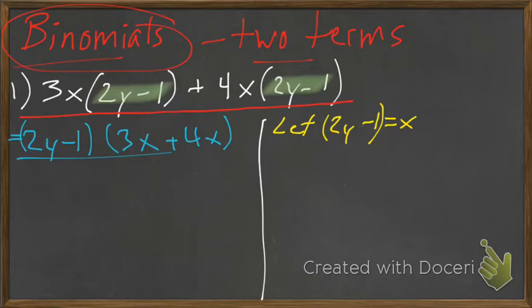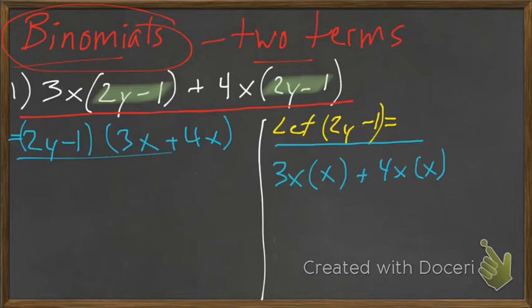Another way of doing it is taking that common term, that 2y subtract 1, and assigning a variable to it. So here I'm saying let 2y subtract 1 equal x. So if I rewrite it, I'd end up with 3x multiplied by x plus 4x multiplied by x. I'm actually going to change my x to a y because I don't want to confuse myself, which happens quite often if we're honest with ourselves. But that's okay. We're all learning together.